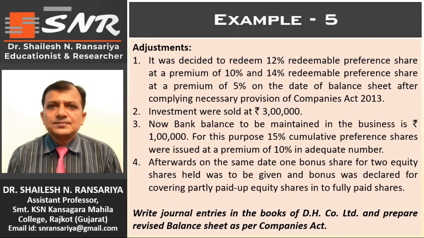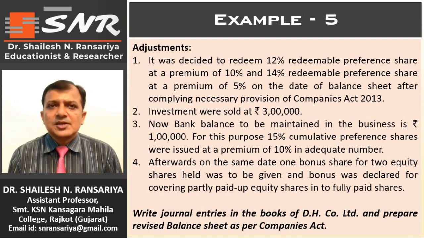See in this example, the most important point is the bonus share. Here, bonus is declared for partly paid up equity shares and for fully paid up equity shares. So this is the new point in this example. And 2 preference shares are redeemed, 12% and 14%. 12% RPS redeemed with 10% premium and 14% RPS redeemed with 5% premium. So this is also a new point in this example.